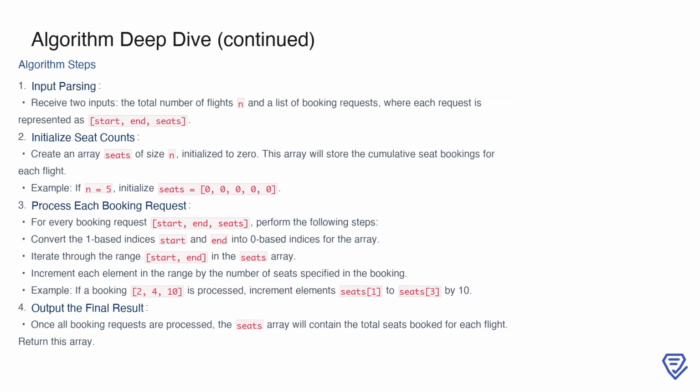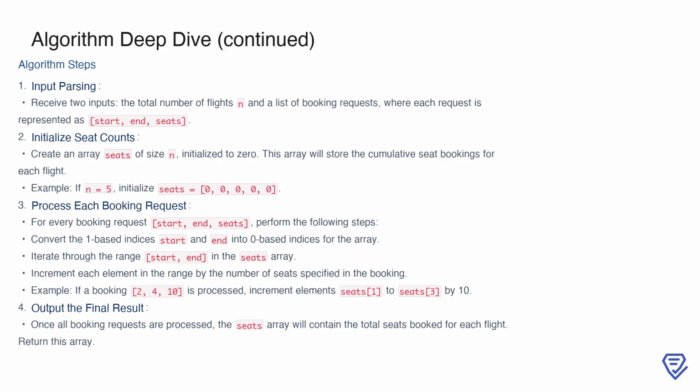Now, let's break down the brute force approach step by step. First, we start with input parsing. We receive two main inputs, the total number of flights and a list of booking requests. Each booking request is given in the format start, end, seats, where start and end define the range of flights, and seats specifies the number of seats to be booked. Next, we initialize an array called seats with a size equal to the number of flights, all set to 0. This array will track the cumulative seat bookings for each flight. For example, if there are 5 flights, our array starts as 0, 0, 0, 0, 0.